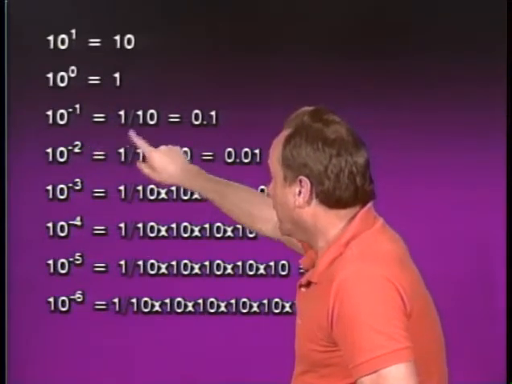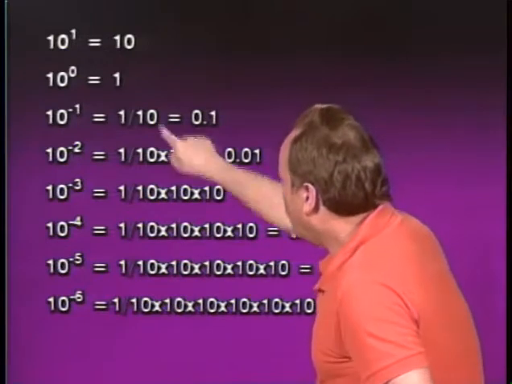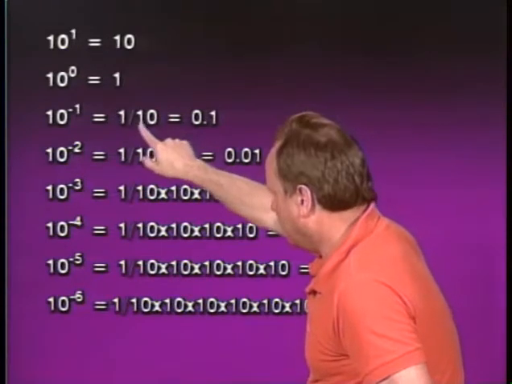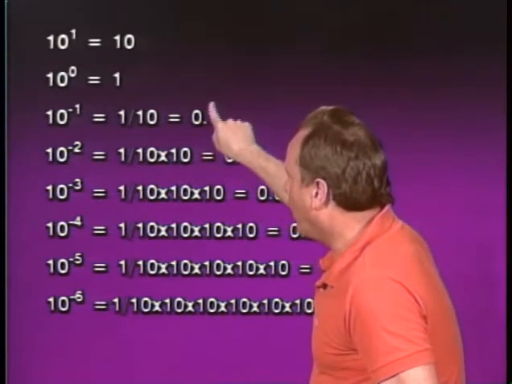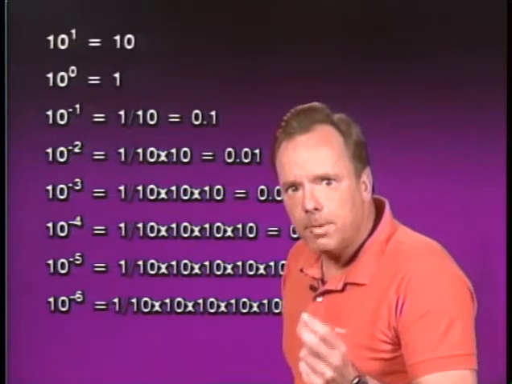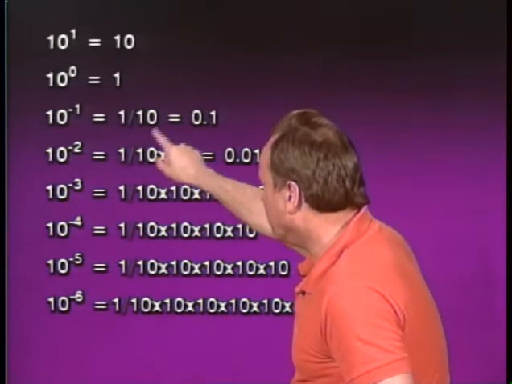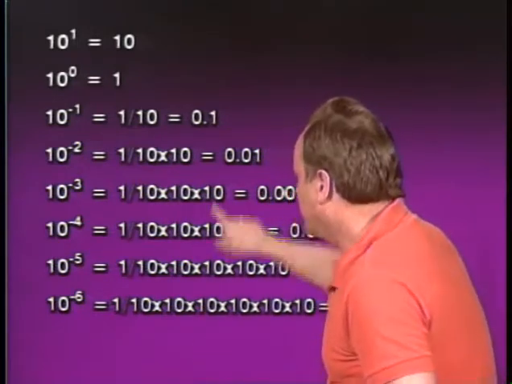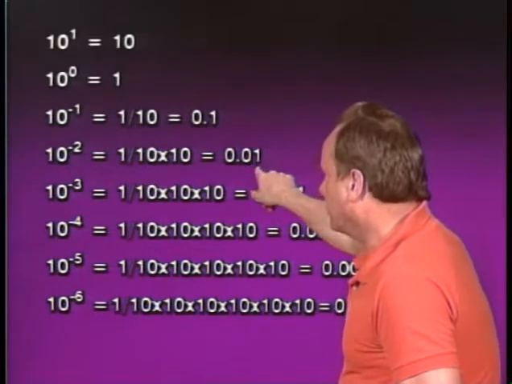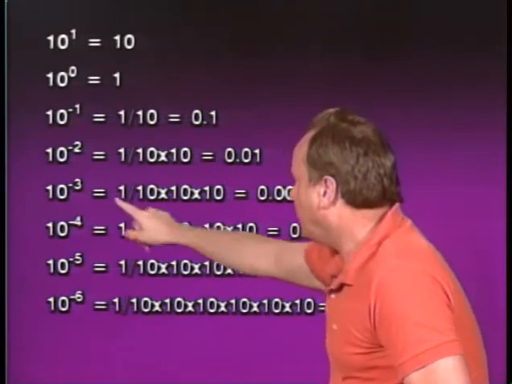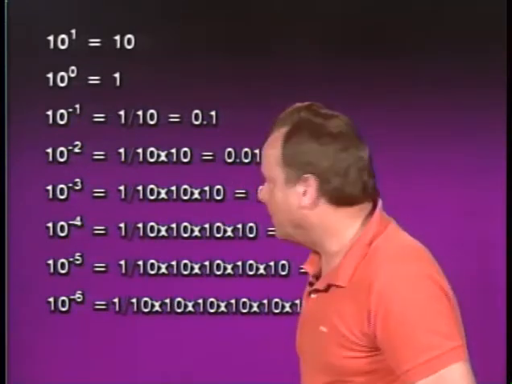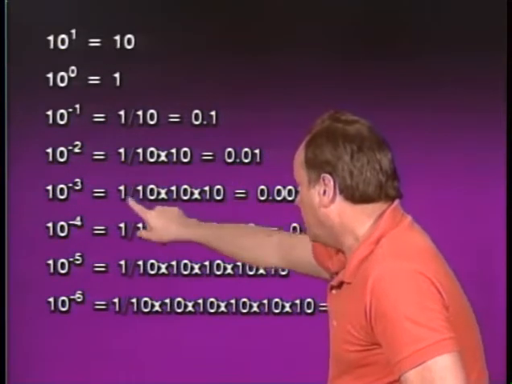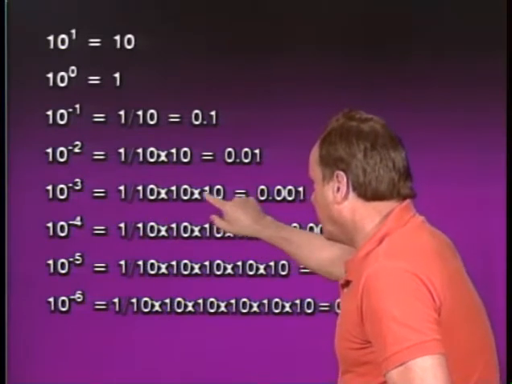10 to the minus 1, now here's the fun part, is 1 divided by 10. It's written as 0.1. 10 to the minus 2 power is 1 divided by 10 times 10, or 1 divided by 100, and that's written as 0.01 or 1/100th. This is a tenth, this is a hundredth. 10 to the minus 3 power, you're getting onto this, is 1 divided by 10 times 10 times 10.